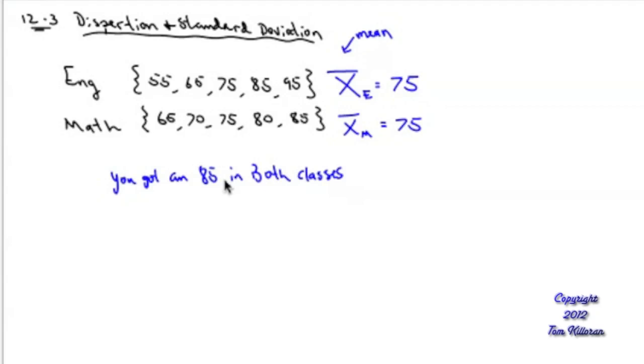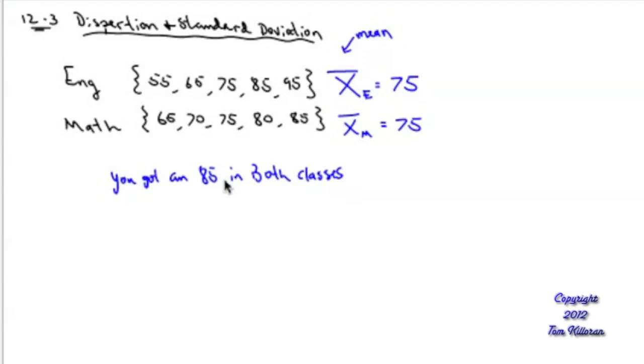If you scored an 85 in English, you are number 2 in the class. If you scored an 85 in the math class, you are number 1. You scored the highest grade in the class. So there's a distinction here. Even though the averages are exactly the same, and you received the same score on both of the tests, you actually did better on the math test than you did in the English test because you were number 1. And if there was a curve going around, you'd get an A automatically.